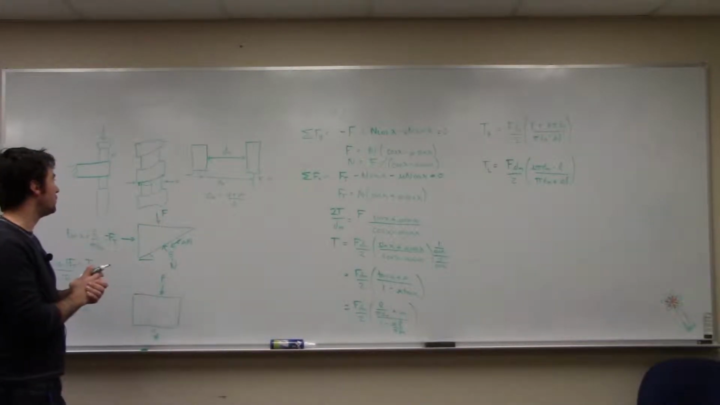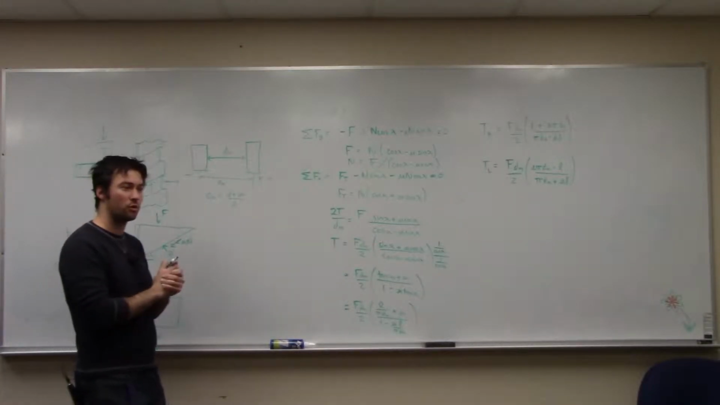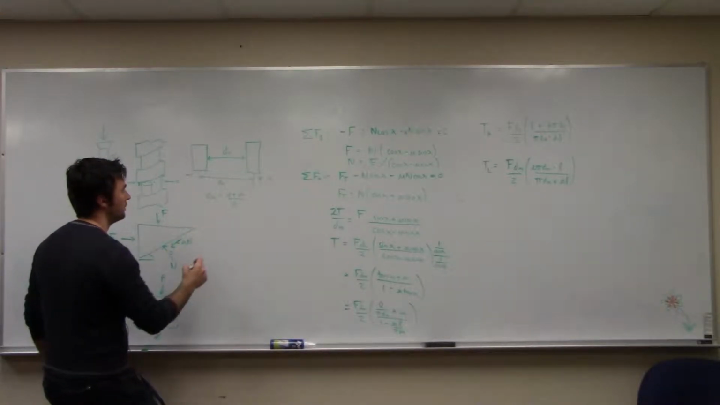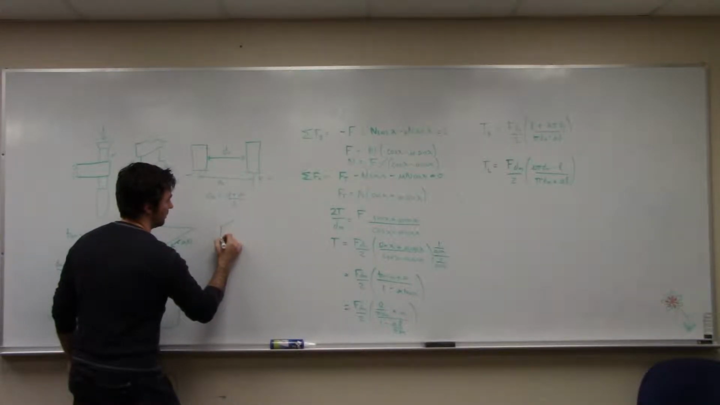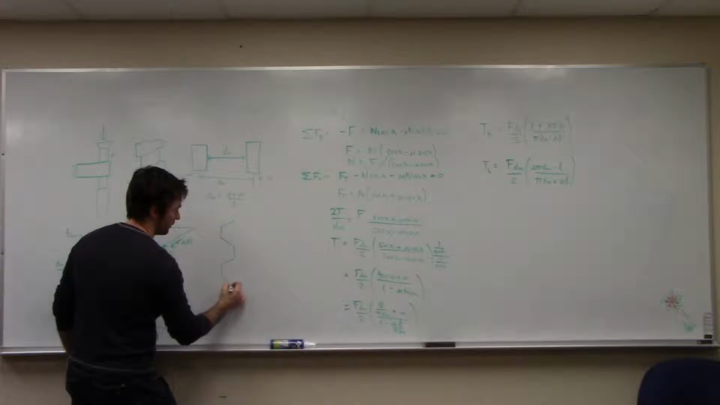All right, so let's figure out why we're going to have more friction with this ACME type screw. So I'm going to draw a little diagram here. It's going to show an ACME thread. Sort of looks like this. This is one side of the ACME thread instead of the square thread.